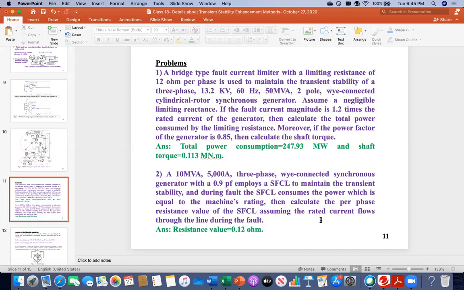And then find out that resistance, assuming that the rated current flows. What is the rated current? At 5000 ampere. But that is the same for phase and line because this is a Y connected generator. So therefore 5 kiloampere goes for both line or the phase, same thing. So based on that, calculate the resistance value.